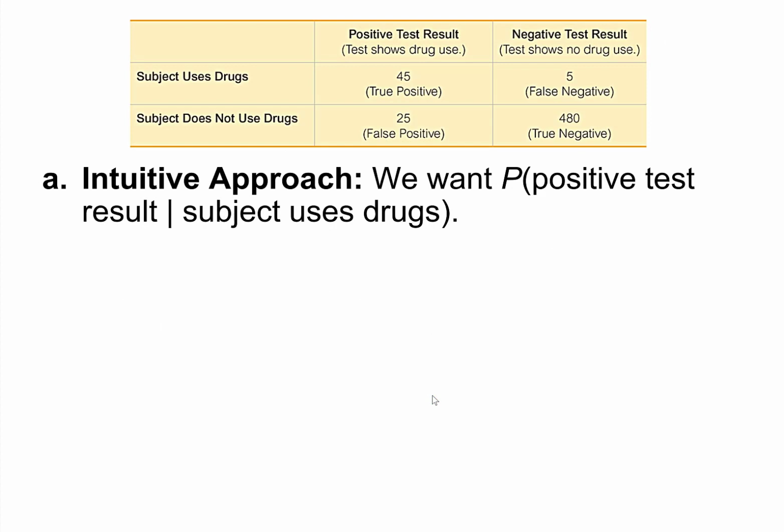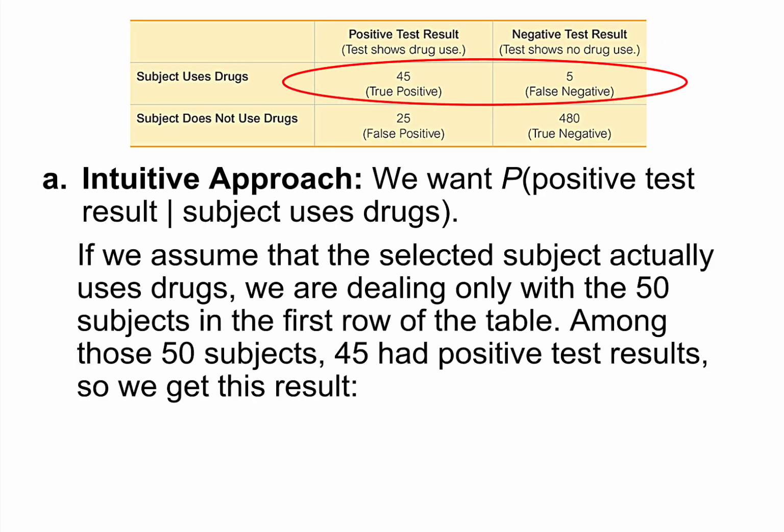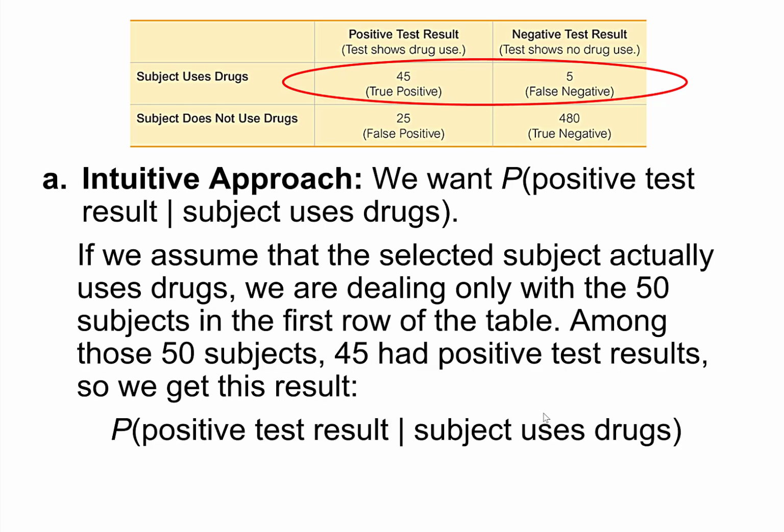So for part A, the intuitive approach, we want the probability of a positive result given the subject uses drugs. And we're looking at the first row again. And so we notice here there's 50 subjects who use drugs, and of those 50, 45 had a positive result. So 45 over 50 is 0.9.